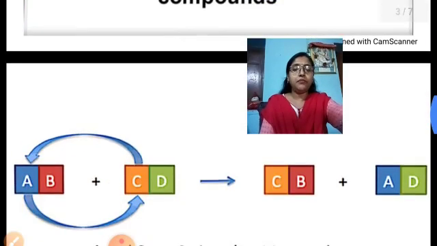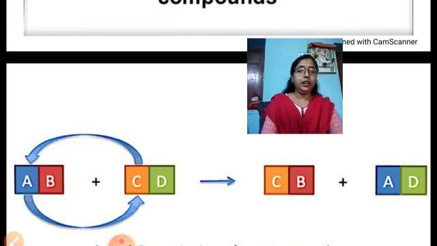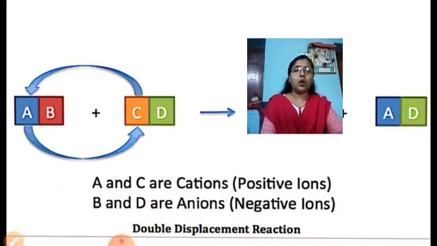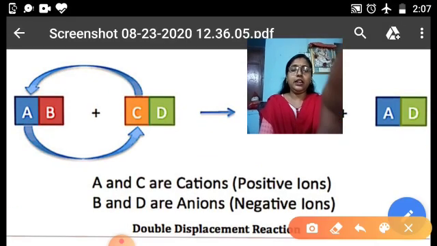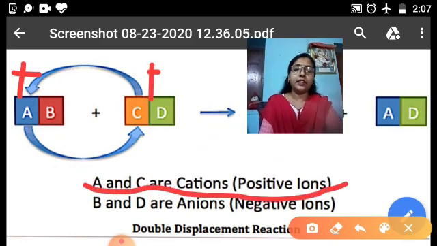Here it is written AB plus CD gives CB plus AD. Now here A and C are called cations. A and C are the plus ion, the positive ion. That's why they are called cations. So positive ions are also called cations.